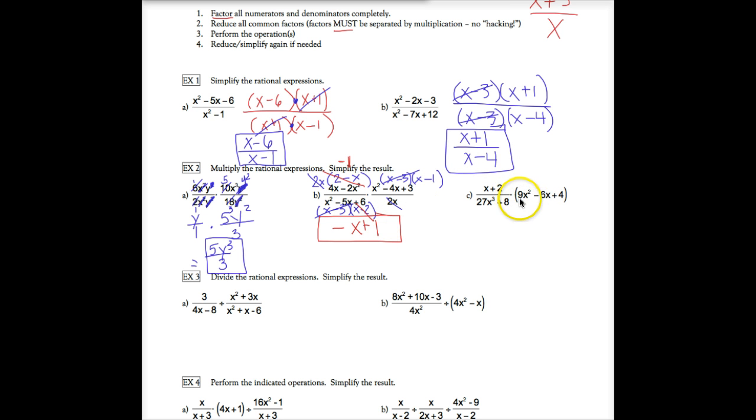Same thing here. We're going to factor. Notice there was no denominator. If you feel uncomfortable having no denominator, make it a 1. Just make sure you don't do that in your final answer.